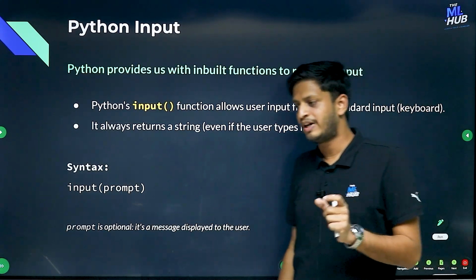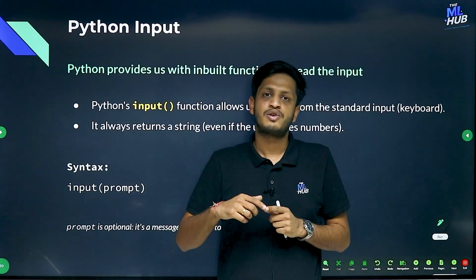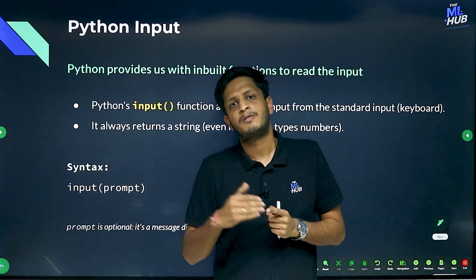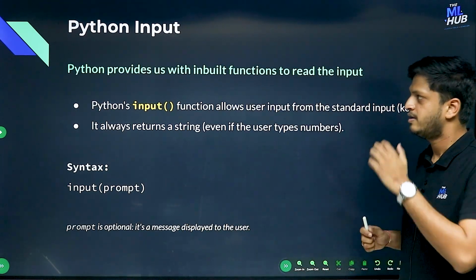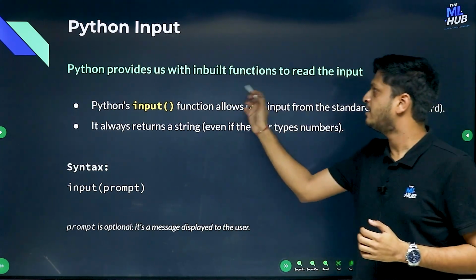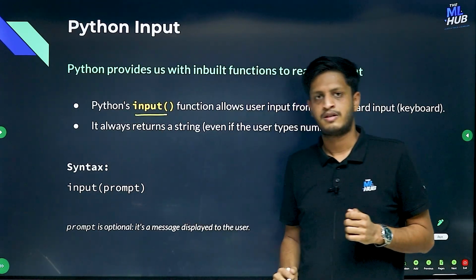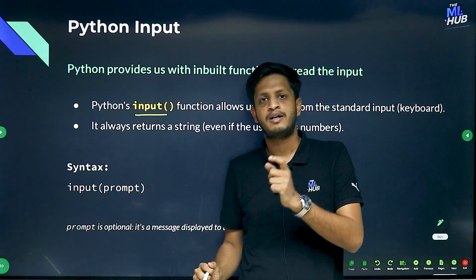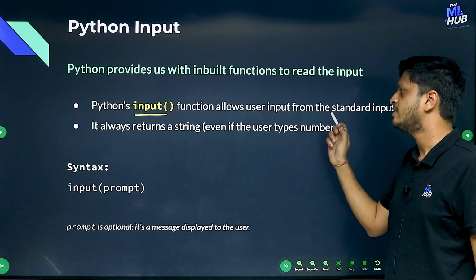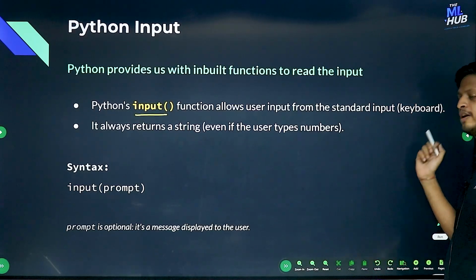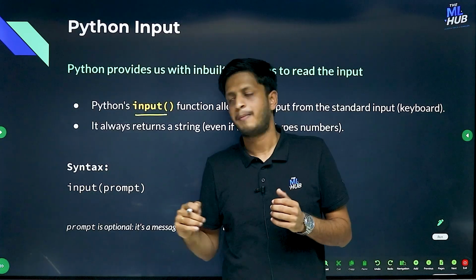And by default, again, we will take the input from the standard console where we are running the program, and we can also take input from a file. Just like we had an output to a file, we can take an input from a file as well. So we will see how that works. Python provides us with an inbuilt function to read the input. Just like the print function is used for output, the input function is used for input. Python's input function allows user input from standard input or keyboard. Whatever you write from the keyboard and press enter, that will be inputted to the program.